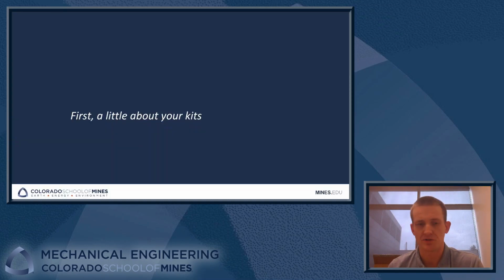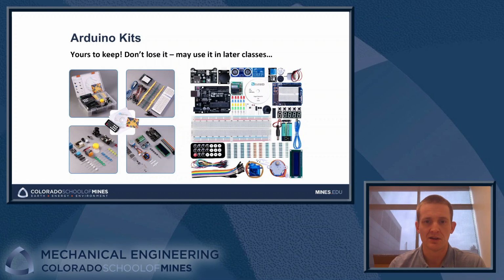All right, so first of all, let's talk a little bit about your kits. Remember, these are yours to keep. So at the end of the semester, you get to take these with you. You can write your name on them, do whatever you want with the components. Just make sure that you're holding on to those and bringing them to class every day. A lot of students also like to hang on to them after the class is done and then reuse them in later classes, whether that be MEGN 300 or 301 or any of your other classes where you might have an automation component to them. The Arduino is a very handy tool to do that, and you've already got one in your hands now.